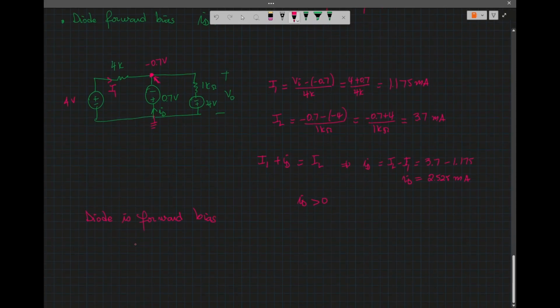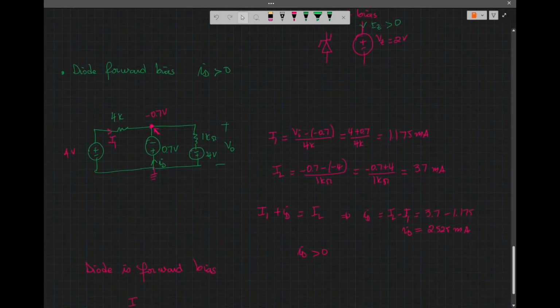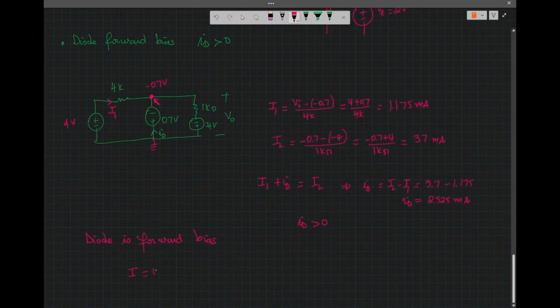So we know I1, and we know ID. ID, which is the current I, equals 2.525 milliamp. I1 is equal to the value that we calculated there, 1.175 milliamp.